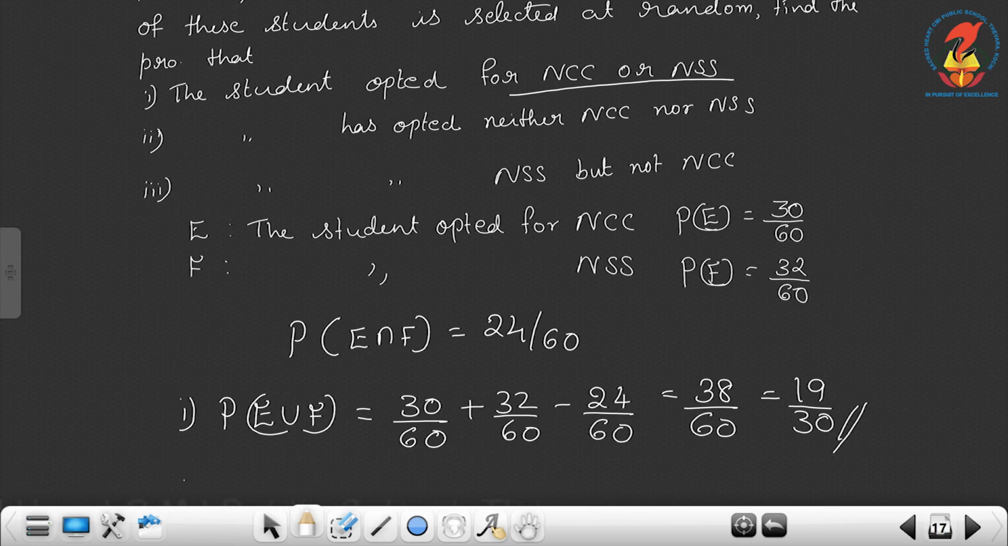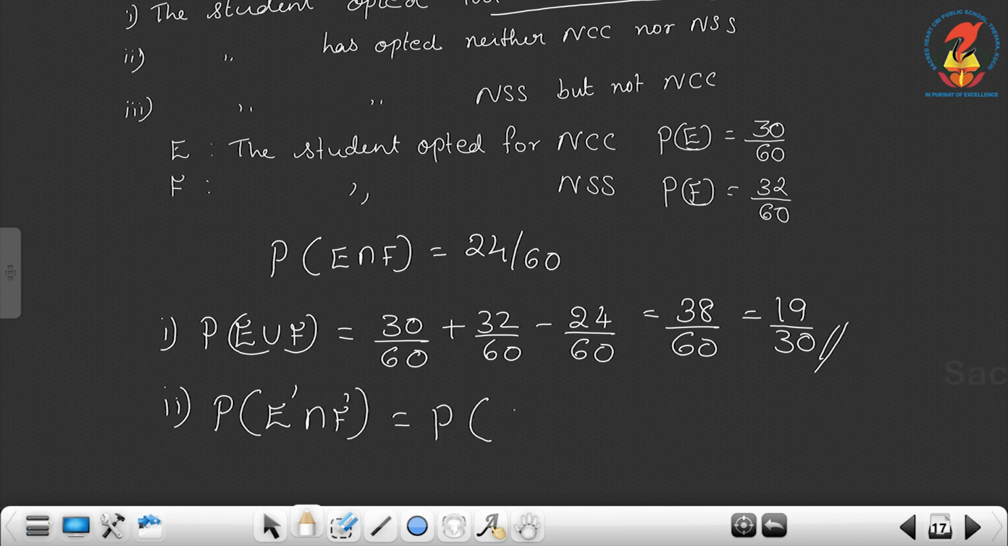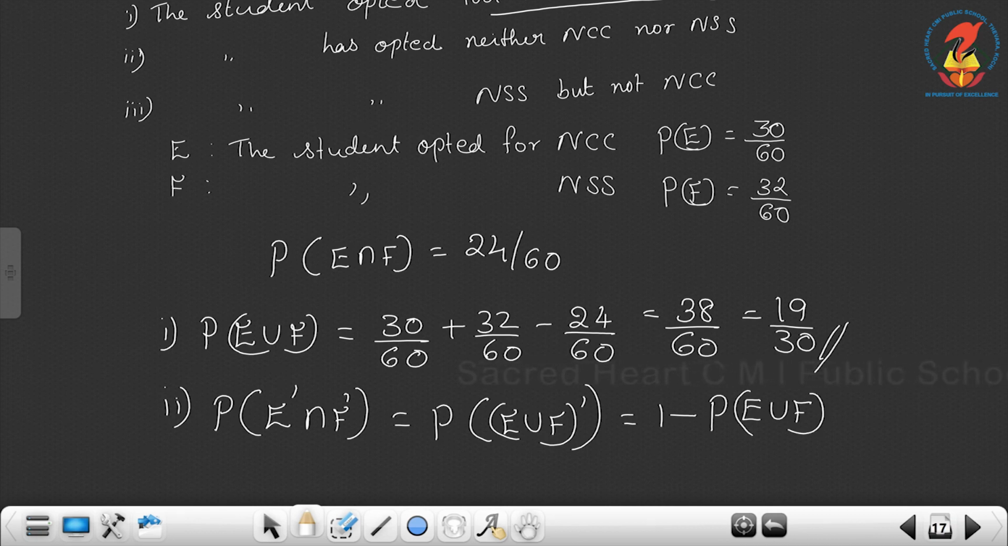Now, the second one: the student has opted neither NCC nor NSS. So, neither nor means E complement intersection F complement, that is, by De Morgan's law, E union F whole complement, that is 1 minus P of E union F. So, 1 minus 19 by 30. So, it is 11 by 30. Okay, 30 minus 19 by 30.